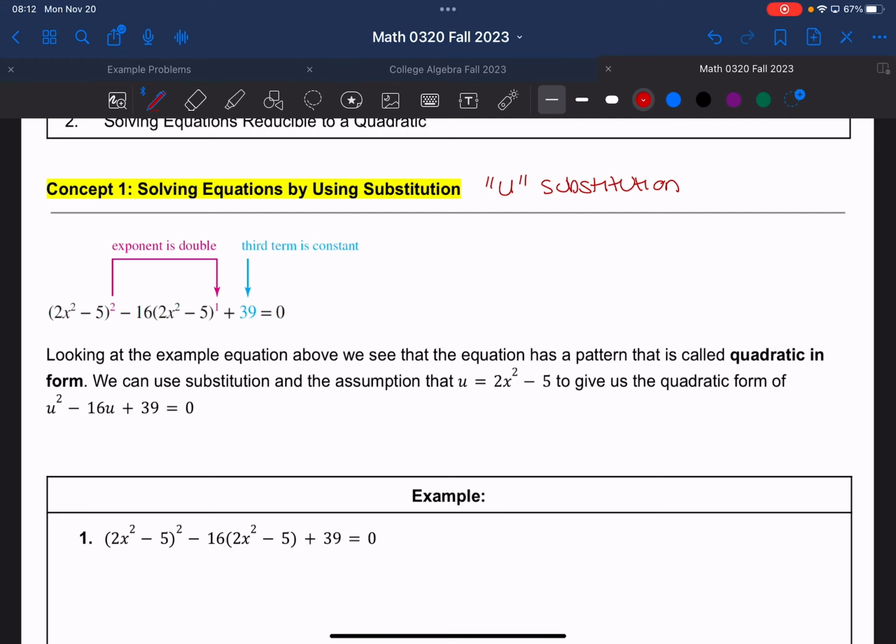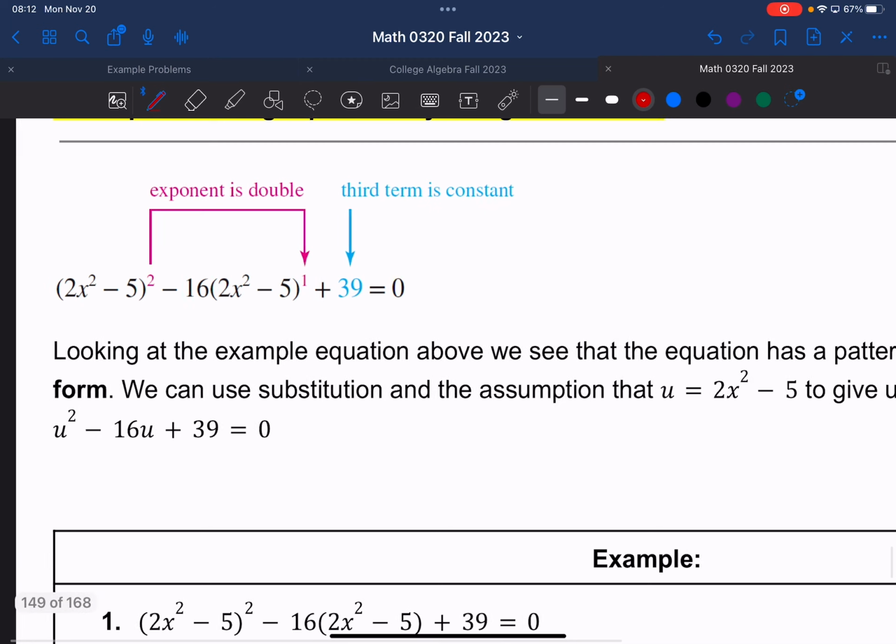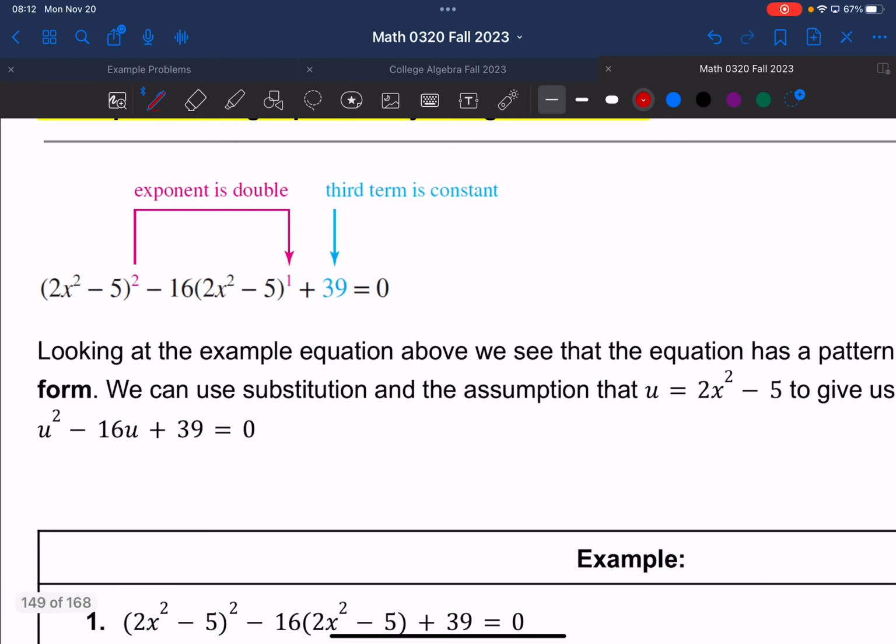We're going to be given an equation that has parentheses in it that look similar. For example, in this problem, we have that 2x squared minus 5, and notice how it's written twice. We have it written once with the exponent of 2, and we have it written again with an exponent of 1. These values here we're going to be using for the U substitution.